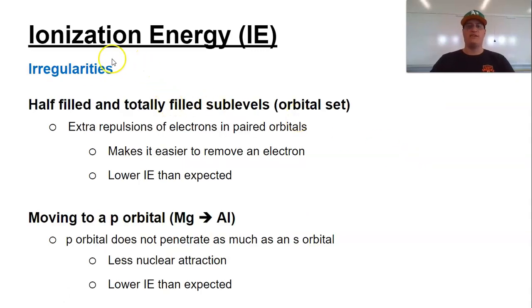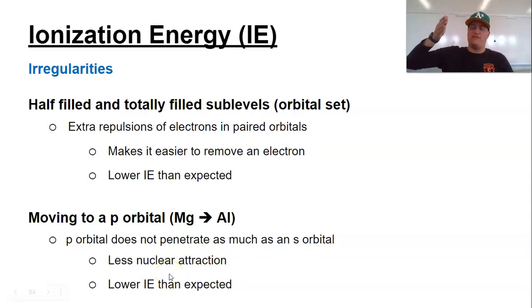Now you do get some irregularities, always going to be the case. Half-filled or totally filled sublevels. You get extra repulsions in paired orbitals. Those are the ones that have arrows going up and down. Makes it easier to remove an electron, lower ionization energy expected. So when you have half-filled or totally filled, it's going to be easier to do. When you're moving to a p orbital, the p orbital, remember, doesn't penetrate as much as the s orbital. Less nuclear attraction, lower ionization energy than expected.